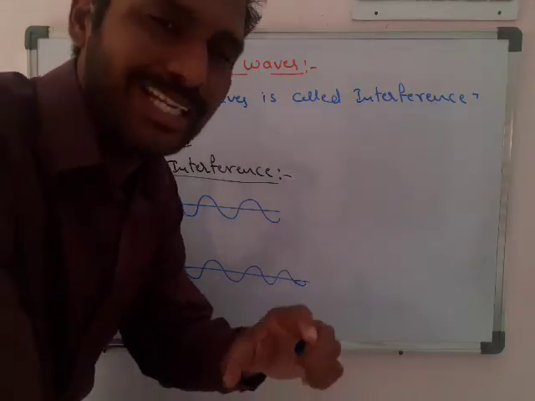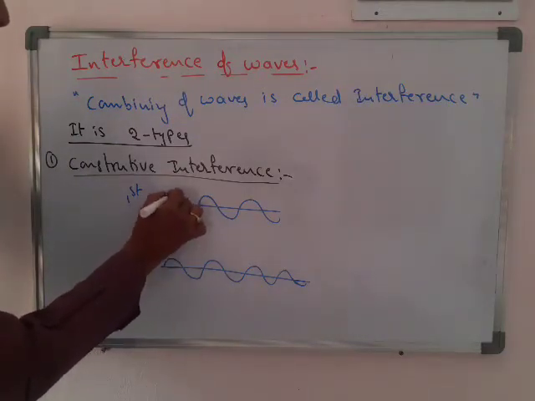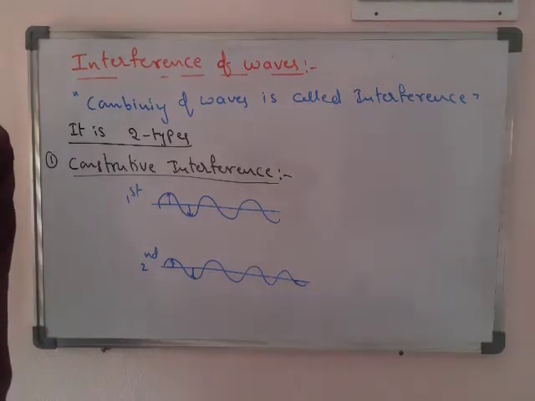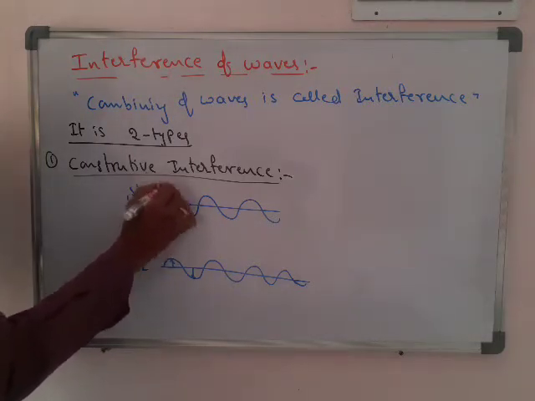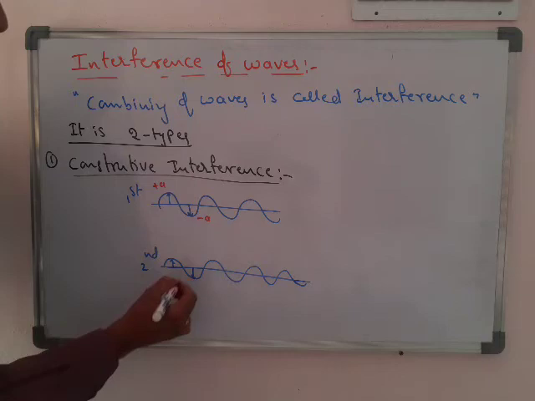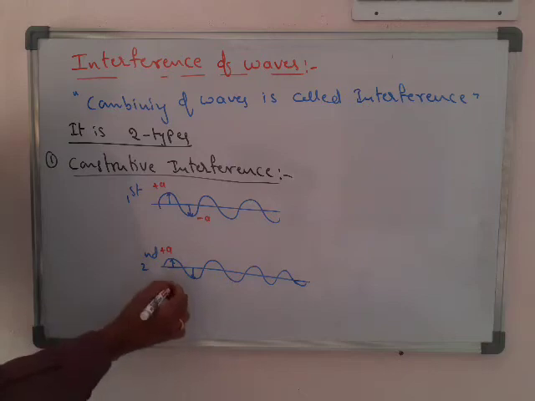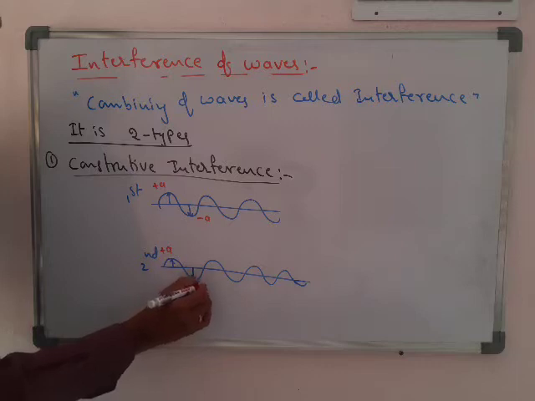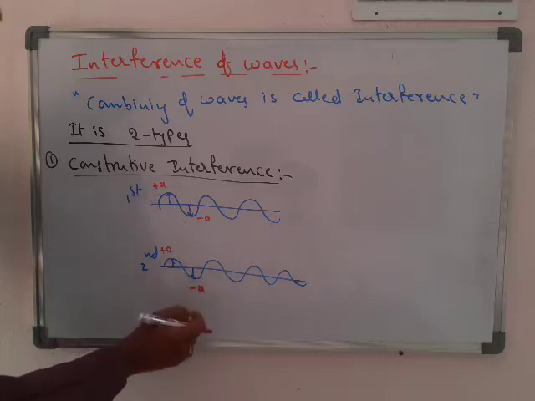So, how do they combine? For example, we know that this is the crest, this is the trough. Here also this is crest, this is trough. Let us take the amplitude: the upper one is plus a, and downwards the depth is minus a. The second wave also has plus a for the crest and minus a for the trough. The minus symbol indicates only the direction, not the value.